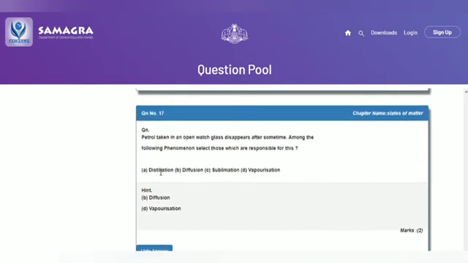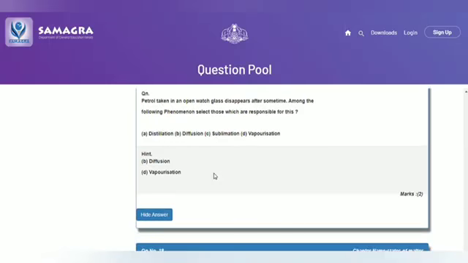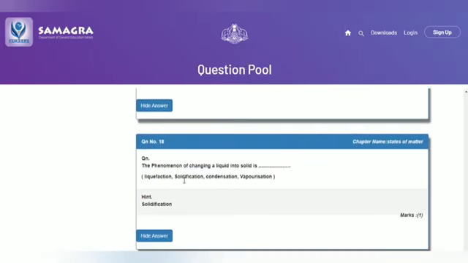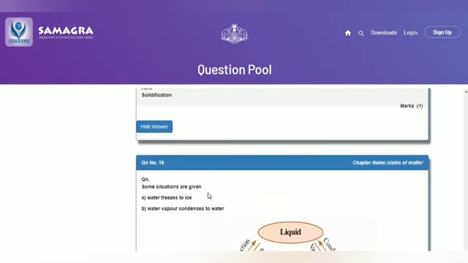17th question. Petrol taken in an open watch glass disappears after some time. Among the following phenomena, select the one responsible for this. It is diffusion. The phenomenon of changing a liquid into a solid is solidification.